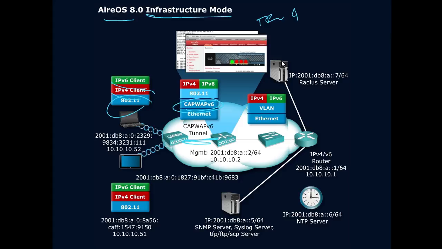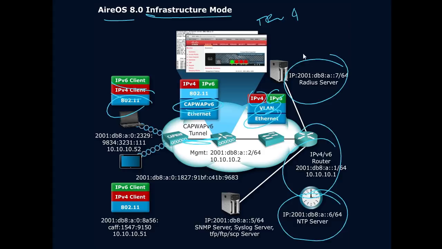Almost everything. You can see here we have IPv4, IPv6, VLANs, and Ethernet. We have IPv4 and IPv6 routers, IPv4 and IPv6 NTP server, IPv6 RADIUS server. This would be your ISE server in most cases. IPv6 SNMP server, syslog, TFTP, FTP, SCP servers, all IPv6. So this is all supported in our infrastructure mode now. Remember, 7.2 and 7, not the case. 8.0, yes. And we'll talk more about that right now.